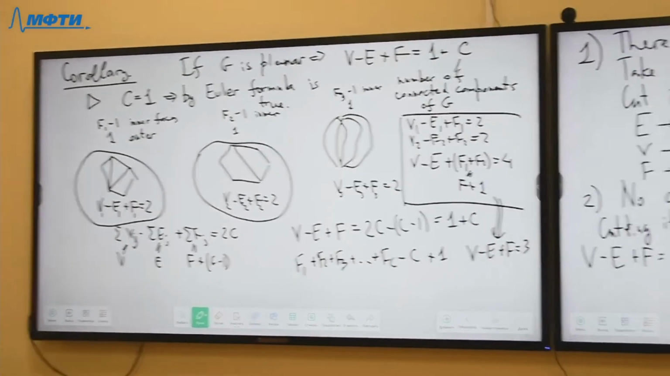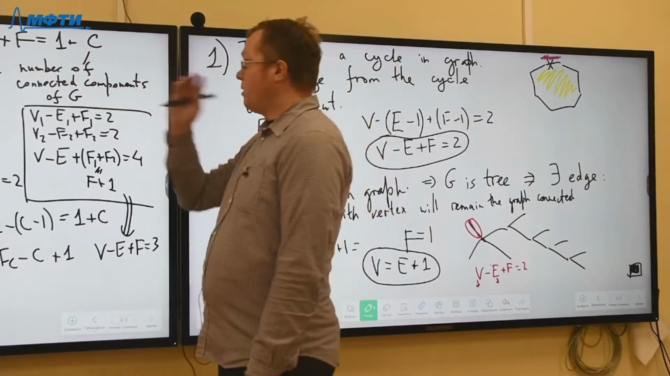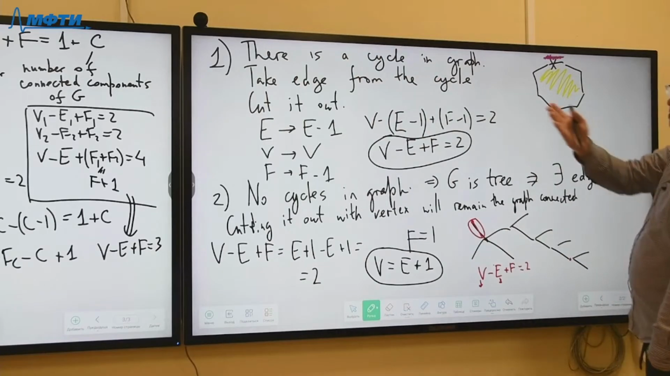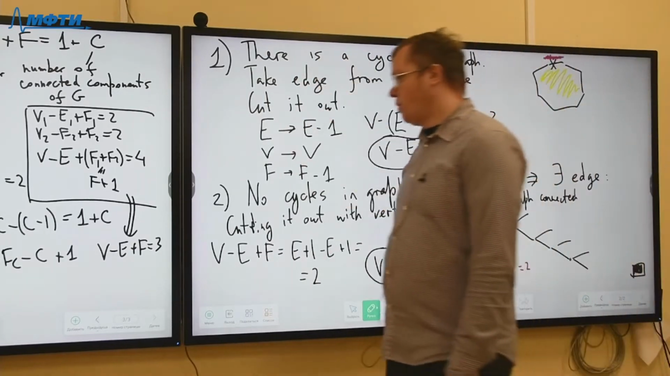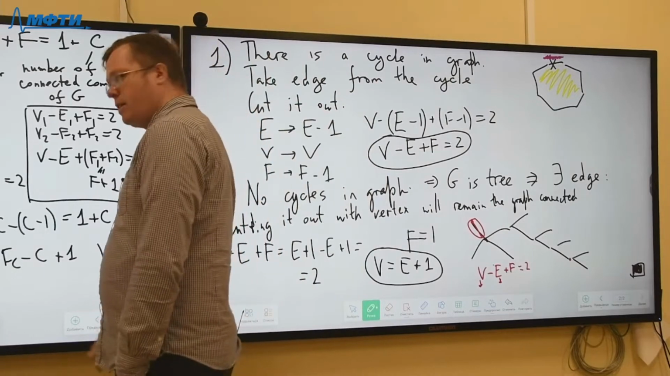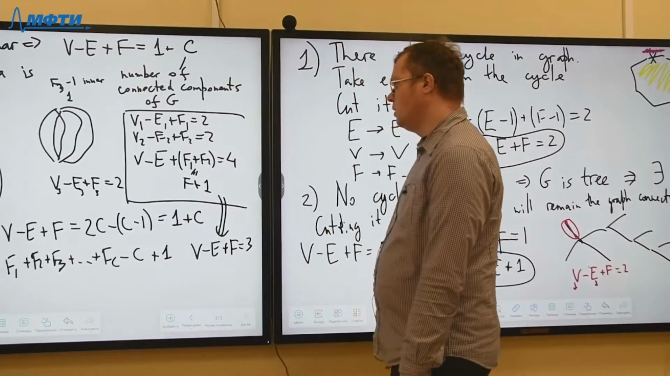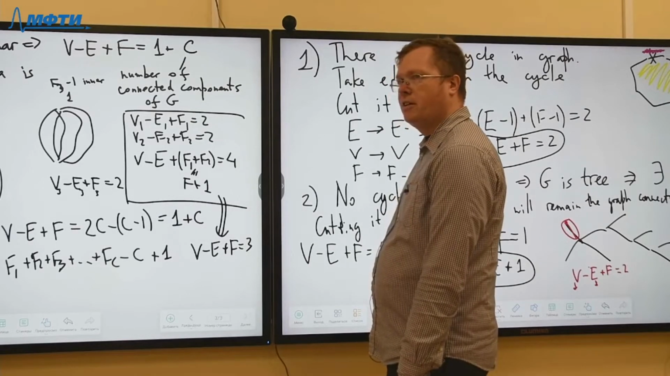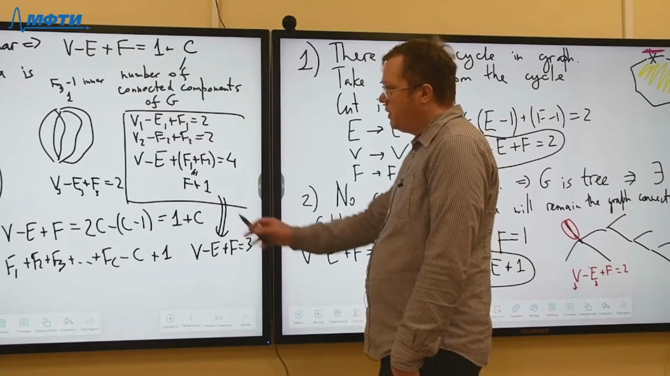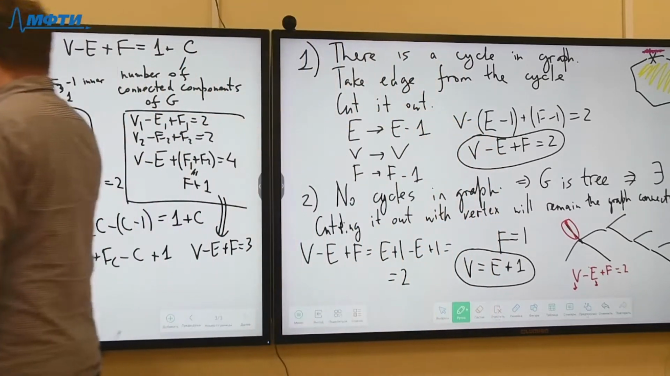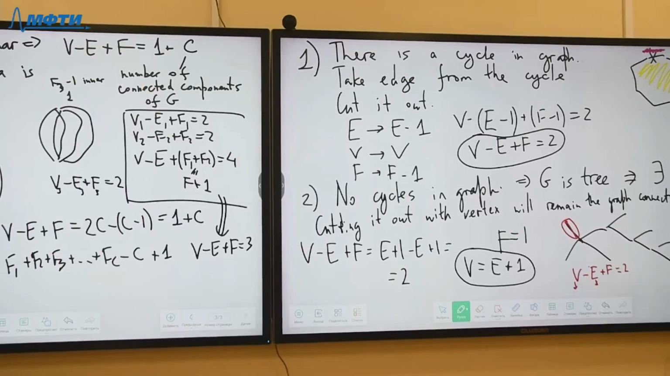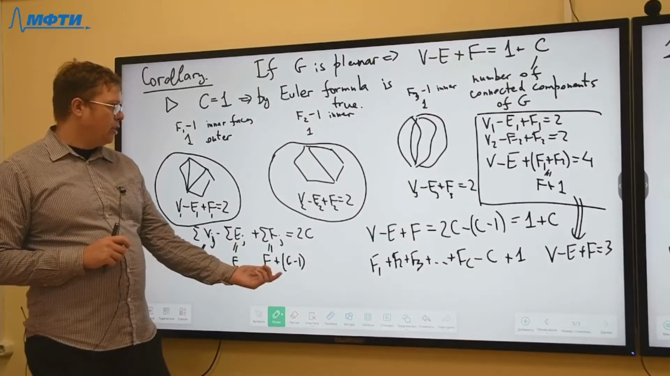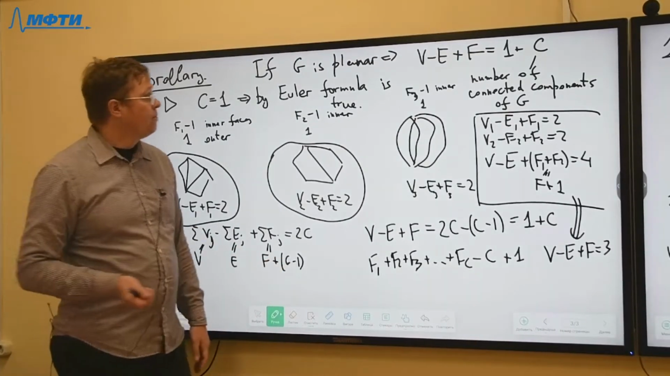So we can generalize our statement for all planar graphs. If we have different connected components, we can prove the following identity. Yes, here we have F plus one. They share the same outer face, the outer region. So if you have more connected components, they also share one outer region. And so we need to take here F plus C minus one.